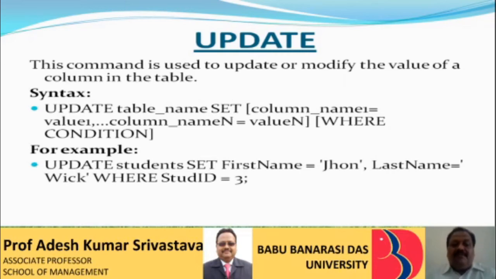For example, update student, set first name is equal to John, last name Vic, where student ID is 3. Means what? We are going to update that particular record where student ID is 3. So this where student ID 3 is the condition, meaning it is going to update the record where the student ID is 3. It will update that record only. So this is all about the update command.